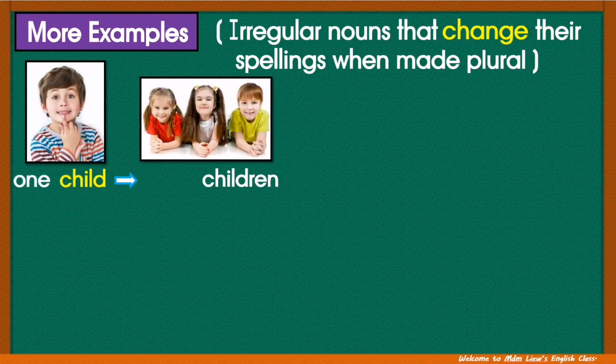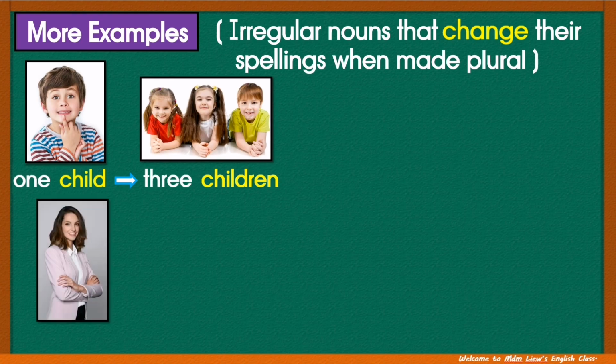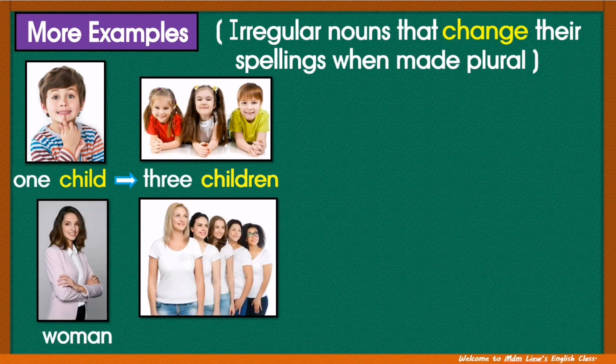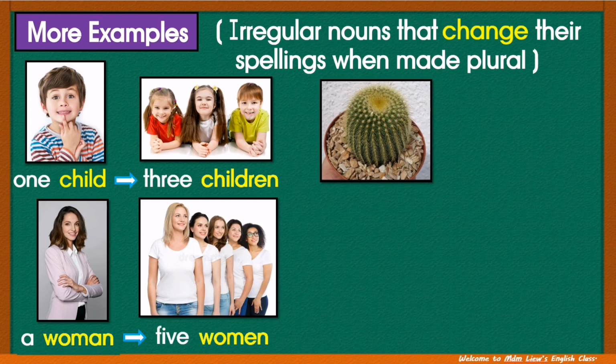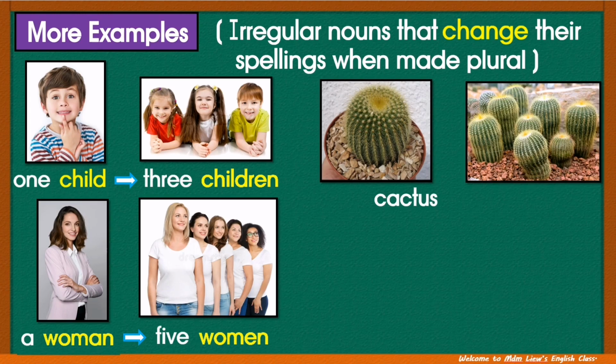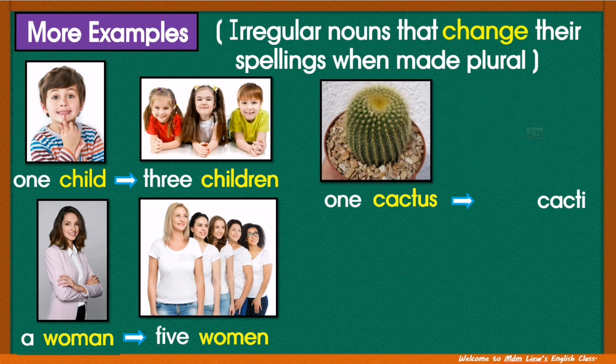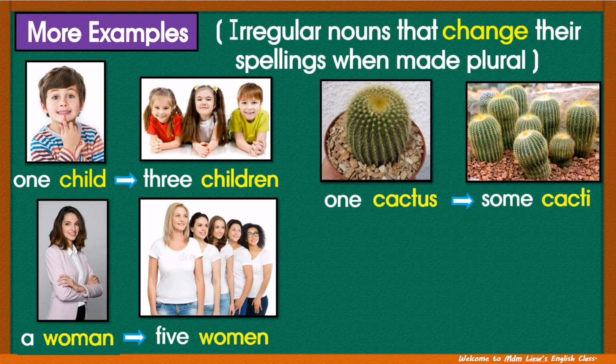Plural form, 3 children. Number 2. Woman. What is the plural of woman? It's women. Singular form, a woman. Plural form, 5 women. Number 3. What's this? Yes, cactus. Do you know the plural of cactus? It's cacti. Singular form, 1 cactus. Plural form, some cacti.